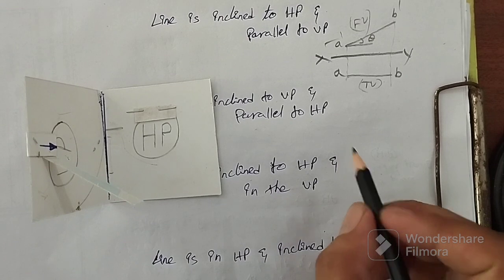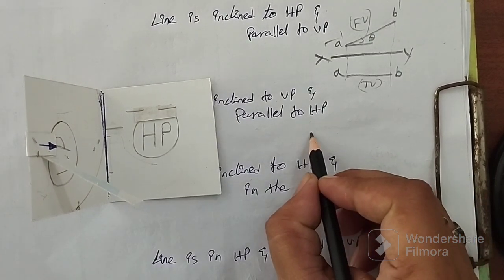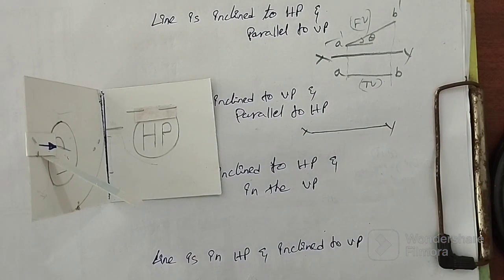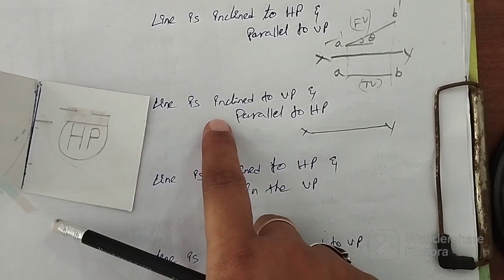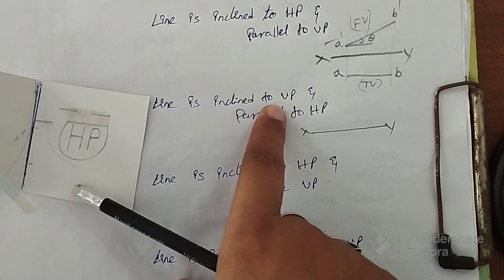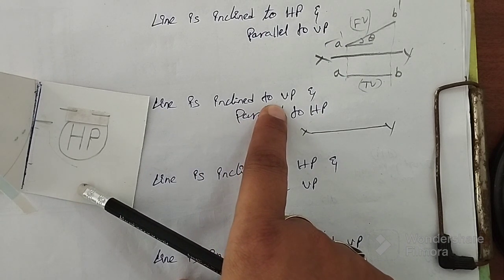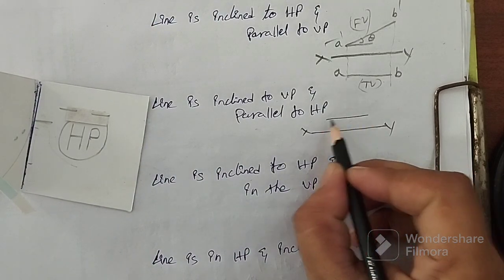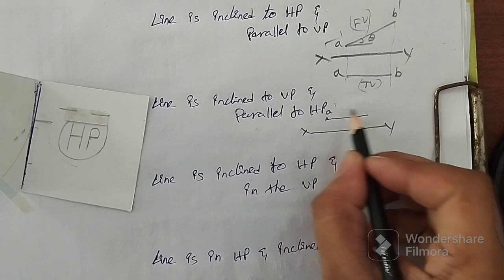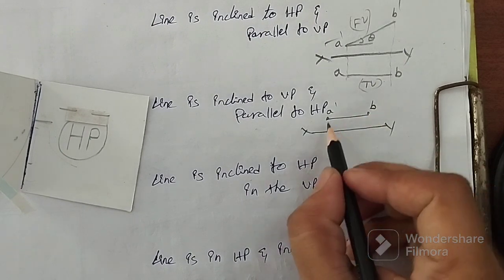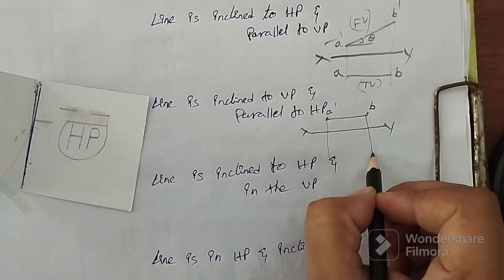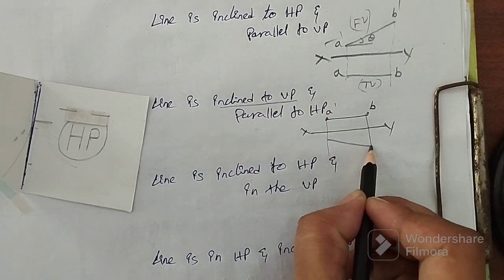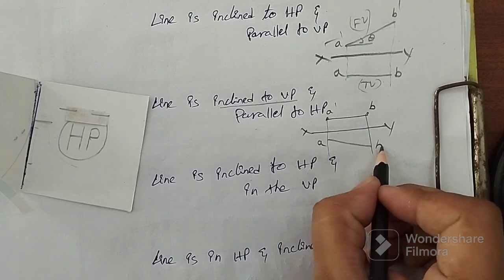So in this case, if this is my XY, since it says that the line is inclined to VP and parallel to HP, so parallel to HP, A dash, B dash. Draw its projector and inclined to VP. Inclined to VP. A comma B.